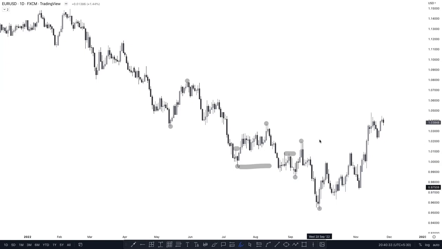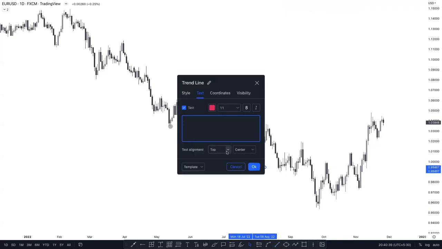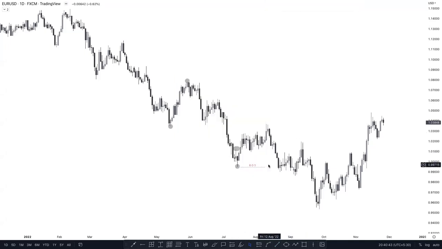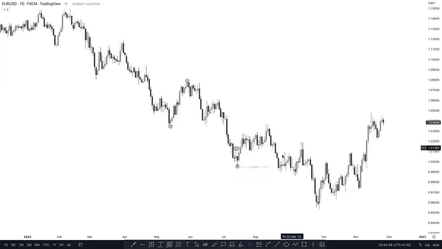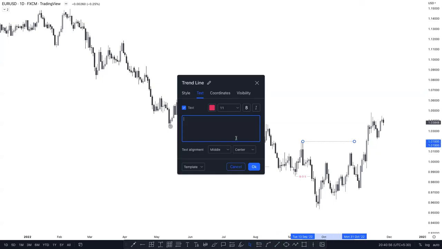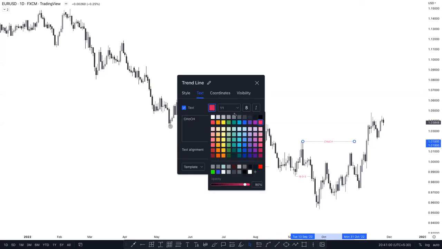So right now we have a structure like this. This becomes our break of structure here. And this is the middle of the move. And again, this one is our last middle of the move. And this one is our change of character.